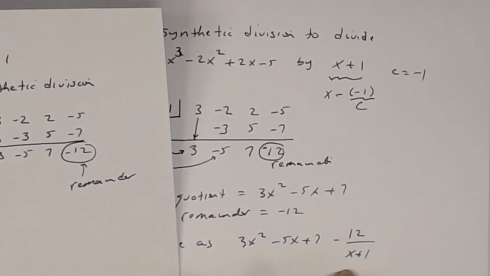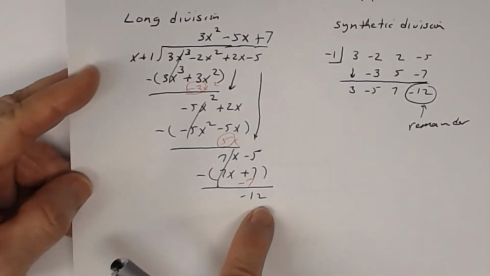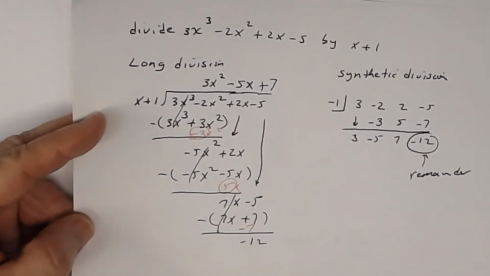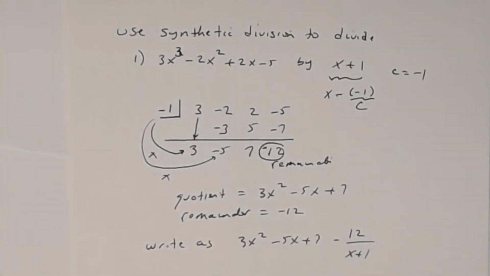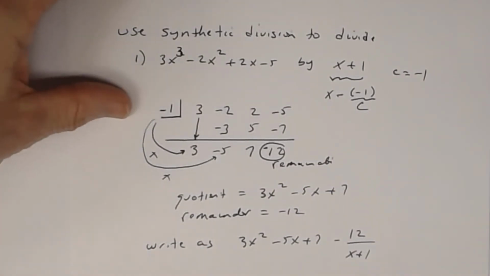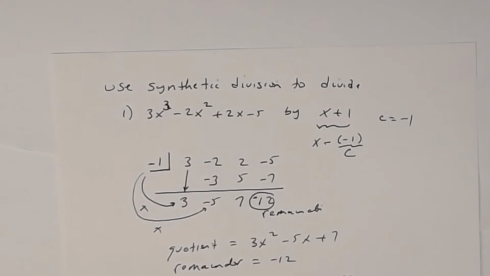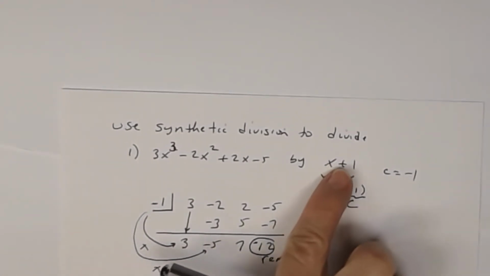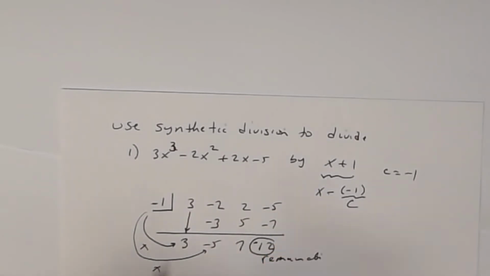Negative 12 divided by x plus 1, your remainder divided by your divisor. Okay? And that is synthetic division. That's all it is. You just got to remember, though, that you can only use synthetic division if my divisor is a linear factor and the coefficient of x is 1.